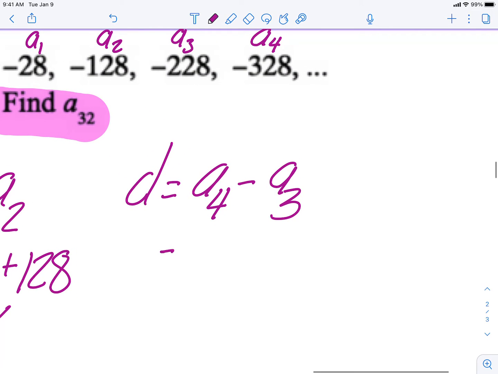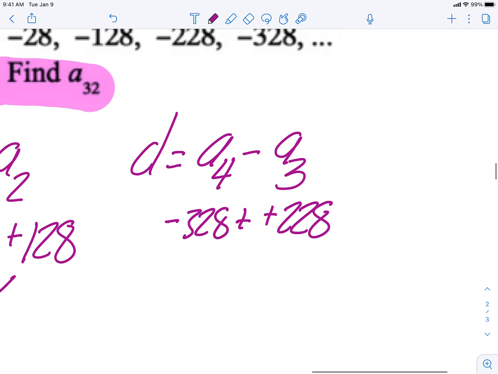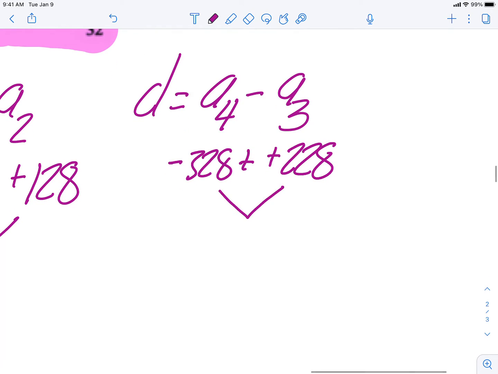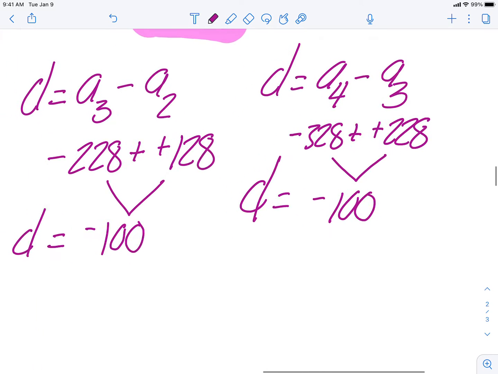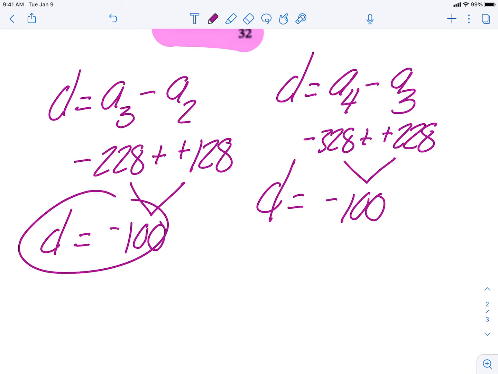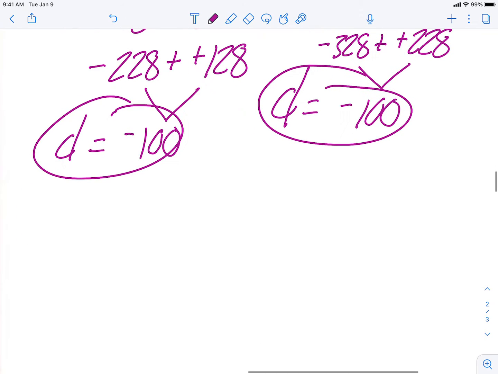So the fourth term is negative 328 minus the third term, negative 228. Minus minus becomes plus. These are not the same sign, so I subtract. 328 minus 228 is 100. Negative because 328 is bigger, and there's our common difference. So if you notice, negative 100 is our common difference, right?